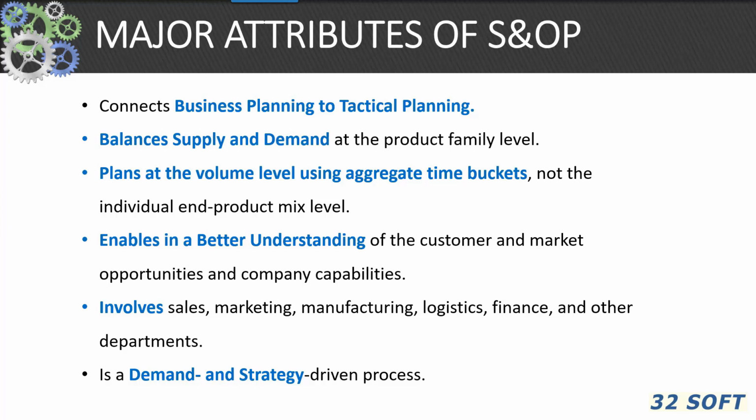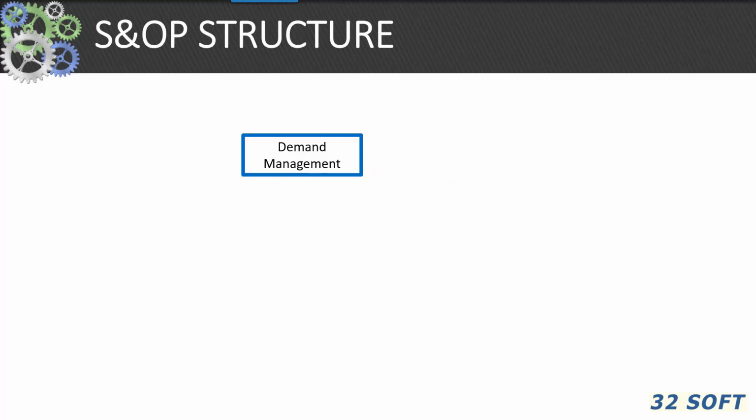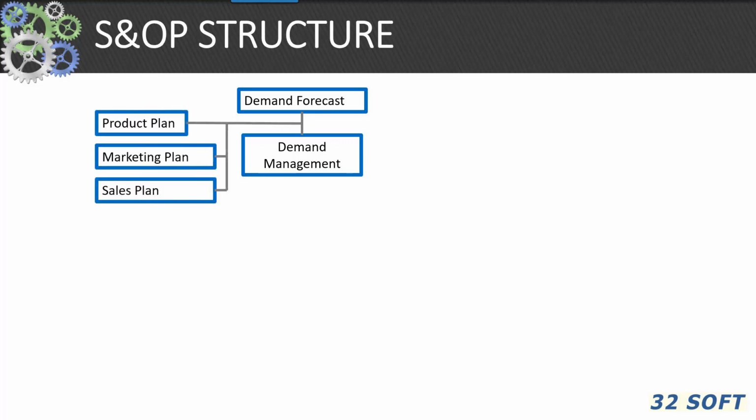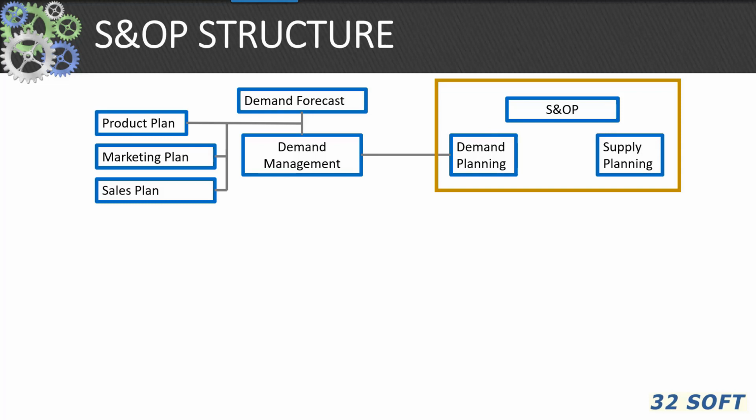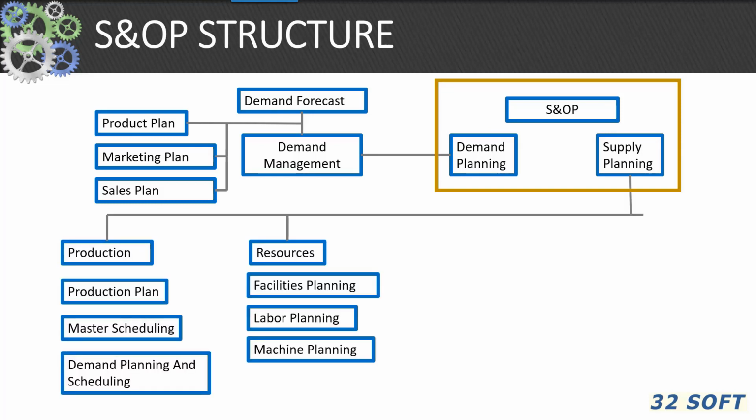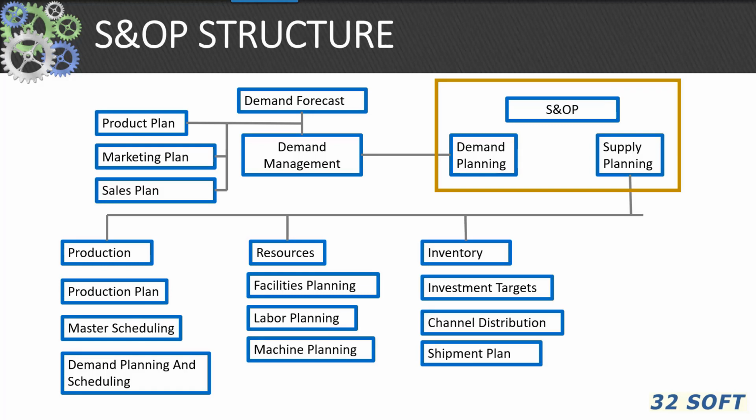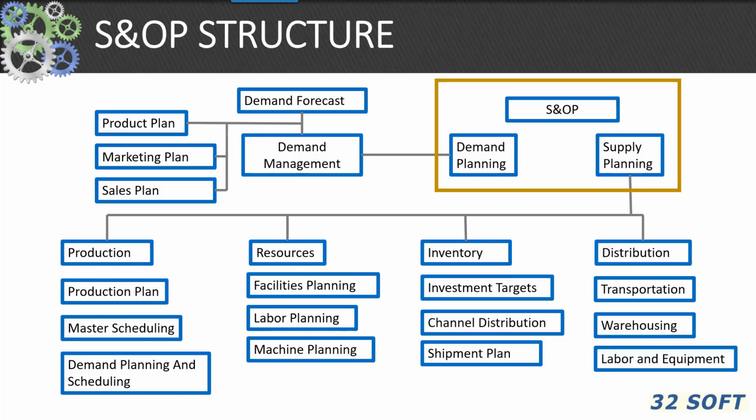It involves all departments and is a demand and strategy driven process. So let's look at the flow of S&OP. It starts off with demand. Demand feeds into that forecasting process, and then that drives down to a product plan, a marketing plan, and a sales plan. The demand management process then feeds into the demand planning aspect of sales operation planning, and sales operation planning, supply planning then takes place to look at production, resource, inventory, and distribution processes.